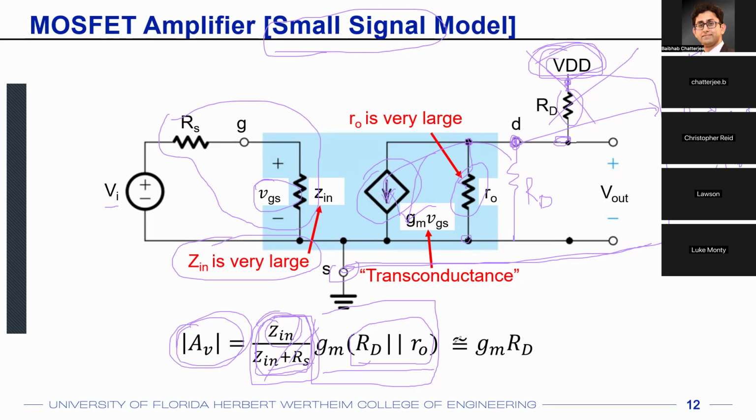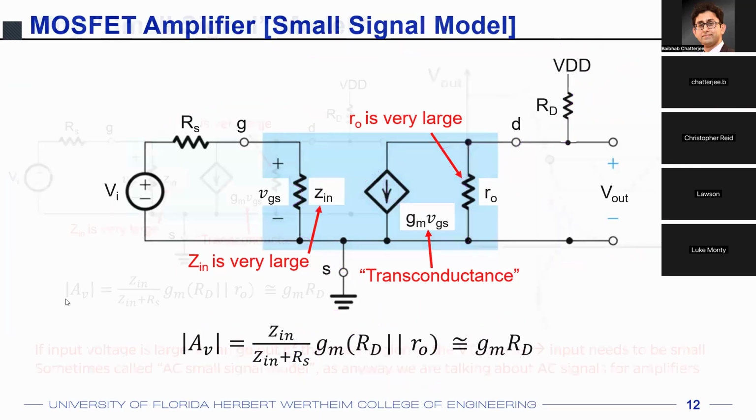If you make those approximations, fine. If you cannot, if your Zin is not very large, or your RO is not much larger than RD, then of course this is the exact form of the equation, and this is the approximated form of the equation. Okay, so that's about your MOSFET amplifier.